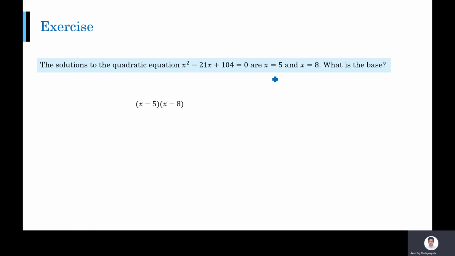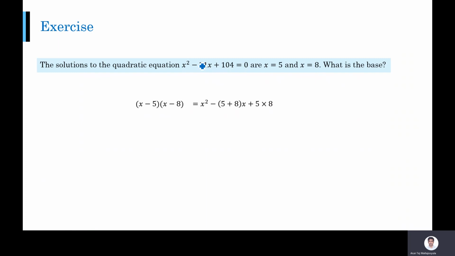If you have a quadratic equation with solutions x is equal to 5 and x is equal to 8, that equation will be simply (x minus 5) into (x minus 8) is equal to 0, right? So that equation will be x square minus (5 plus 8) into x plus 5 into 8. If you now look at these two equations, it is clear that whatever this base is, in that base, 5 plus 8 should be 21, and 5 into 8 should be 104.